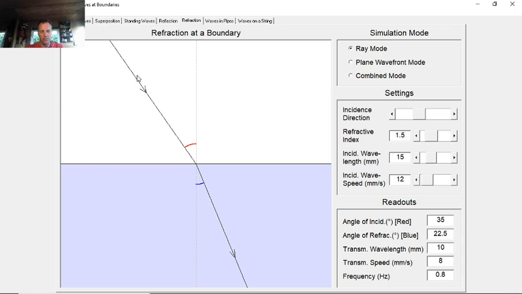So when you've got light traveling here, and here's going to be air, and here's going to be glass, it's going to bend towards the normal. And I can see here again, the angle of incidence is greater than the angle of refraction because it bends towards the normal.